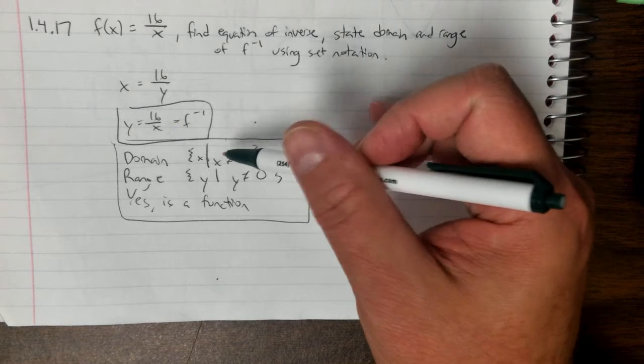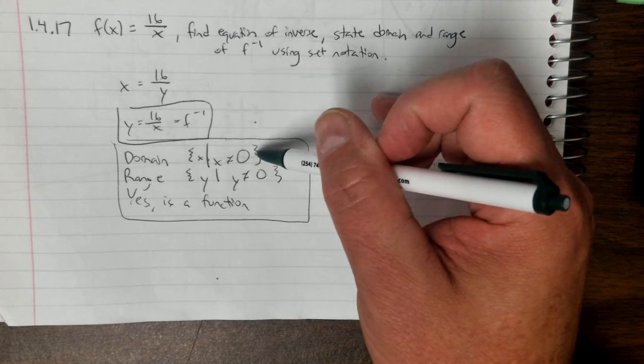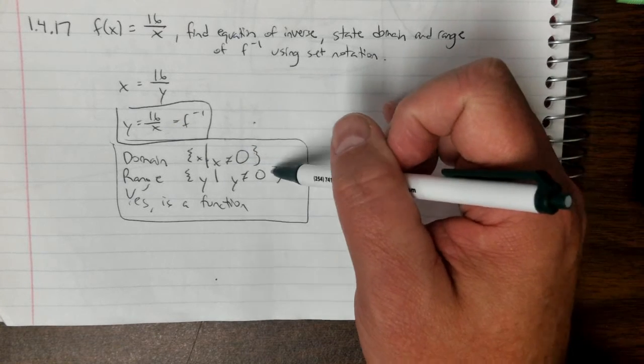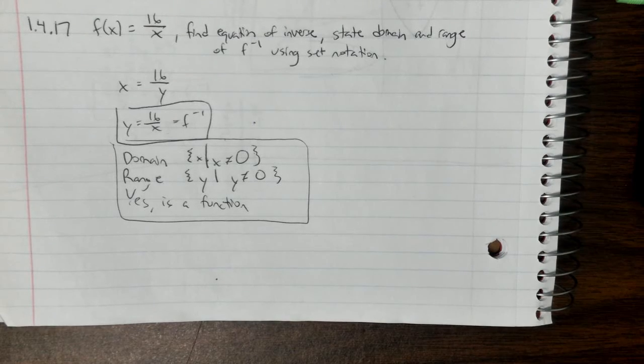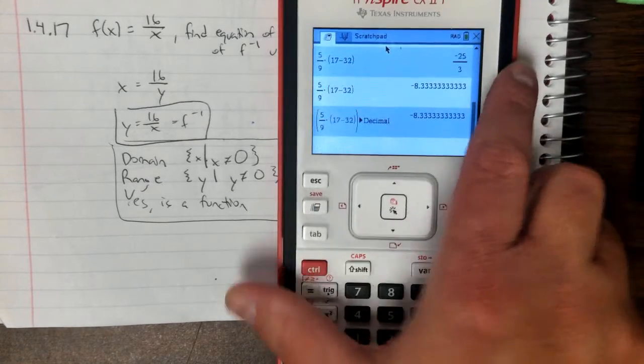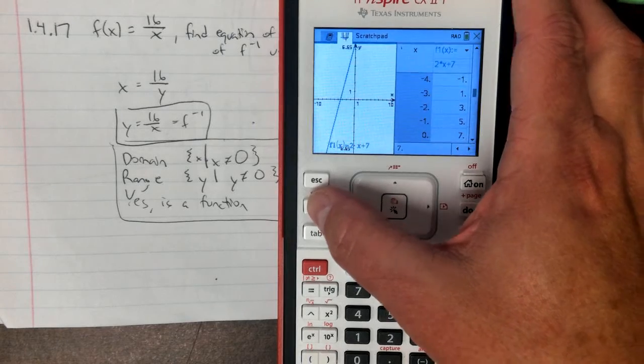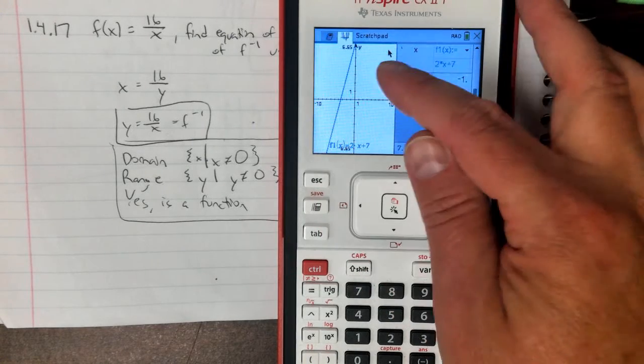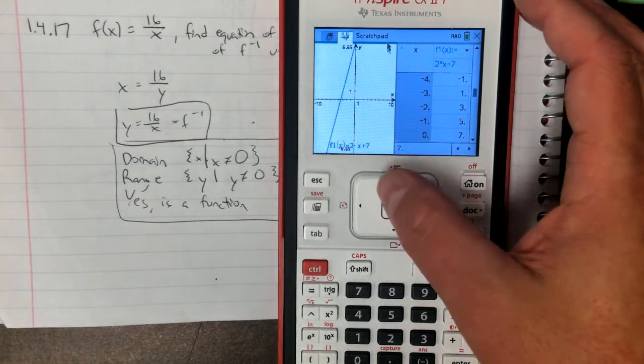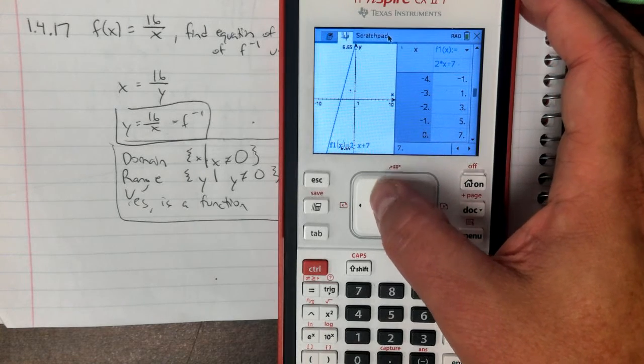And when you graph this, it would have a vertical asymptote at x equals 0 and a horizontal asymptote at y equals 0. So to do that, we press this twice. Let me just start clearing my scratch pad.